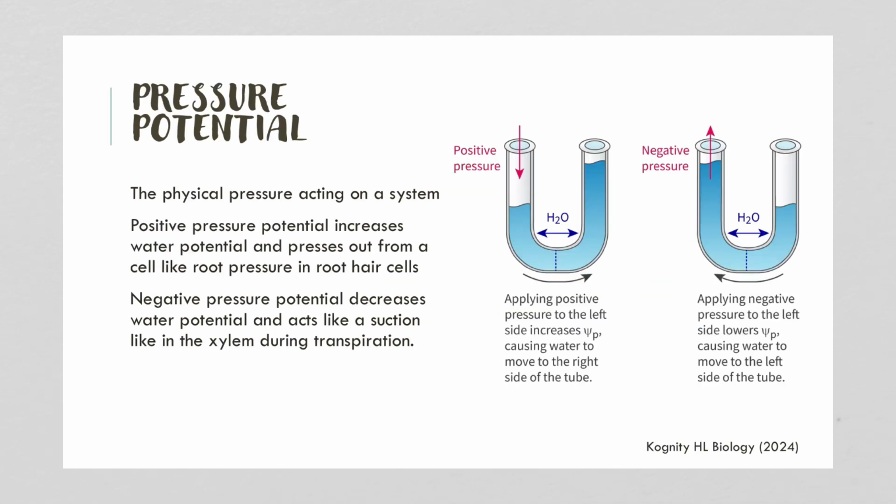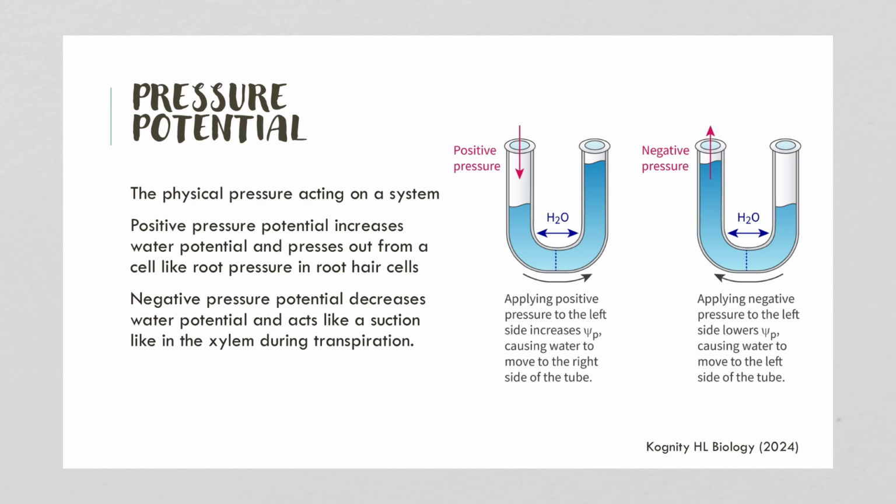Pressure potential is the physical pressure acting on a system. So positive pressure potential increases the water potential and presses out from a cell, like root pressure in root hair cells. Negative pressure potential decreases the water potential and acts like a suction, like the xylem during transportation.